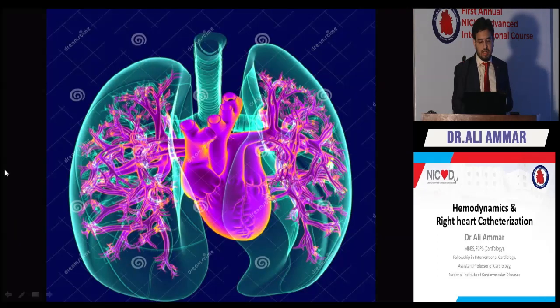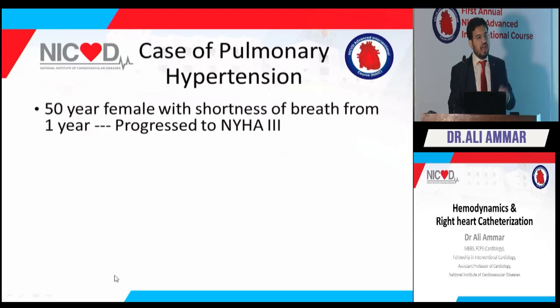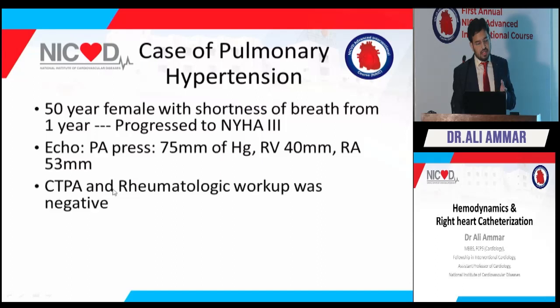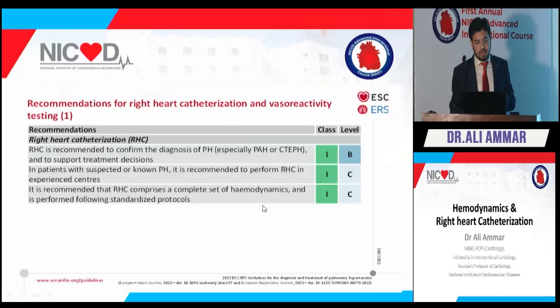Another beautiful diagram. From the heart we will be moving towards the pulmonary vasculature as well, and we will discuss a case of a pulmonary hypertension patient, and we will discuss with it the right heart cath. We had a 50-year-old female with shortness of breath from one year that progressed to NYHA class 3. Her echo showed PA pressures of 75, RV and RA were dilated. We have done CTPA and rheumatologic workup, all were negative. So considering group 1 pulmonary hypertension, we did her right heart cath.